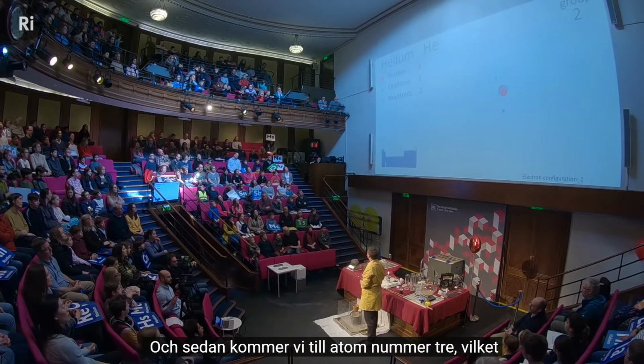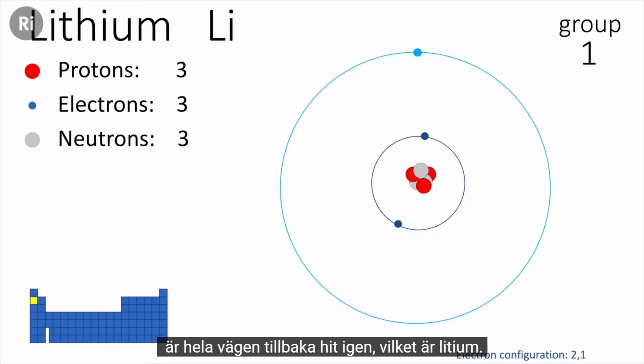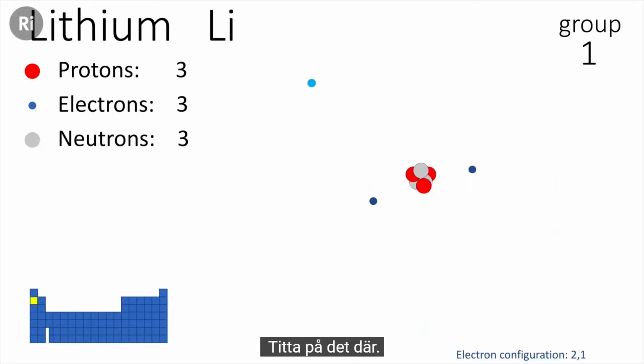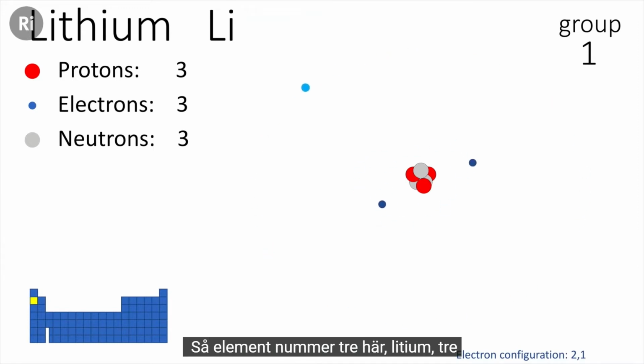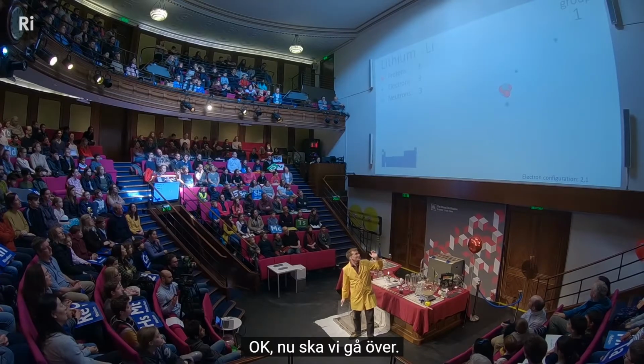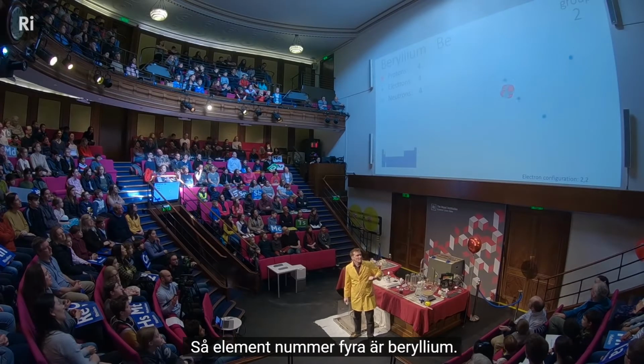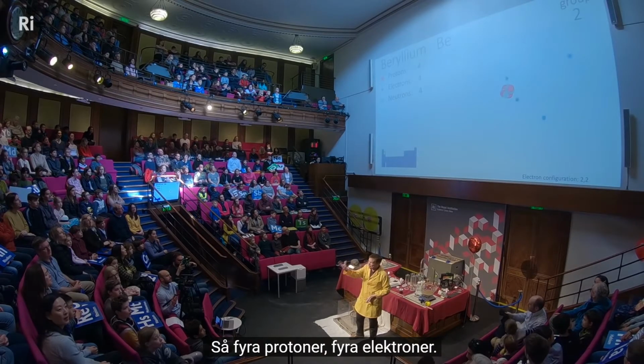And then we come to atom number 3, which is all the way back over here again, which is lithium. Oh, already there, look at that. Okay, very quick. So element number 3 here, lithium, 3 protons in the nucleus there. Okay, now we're going to move across. So element number 4 is beryllium. Okay, so 4 protons, 4 electrons.